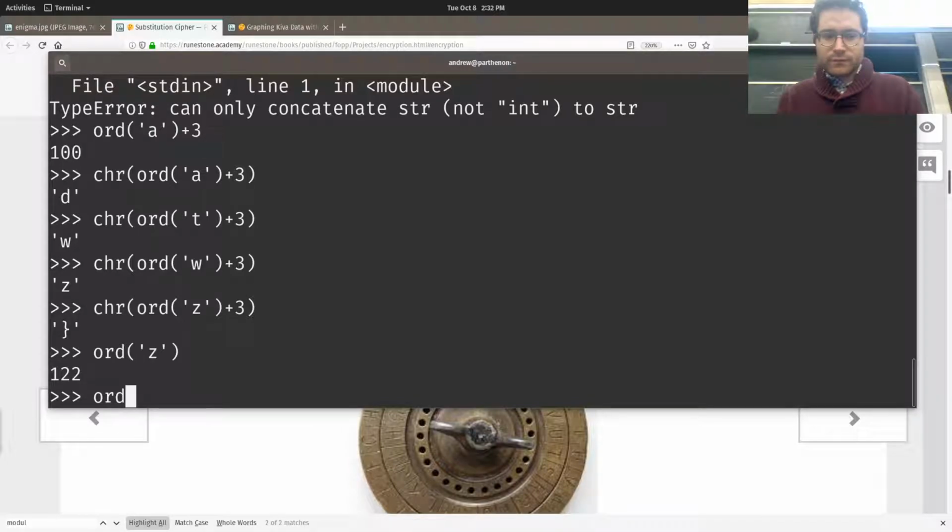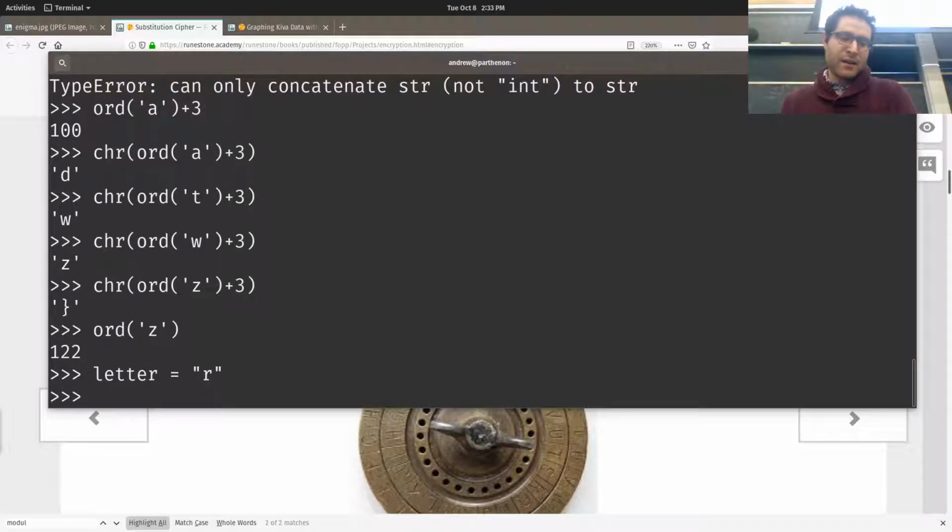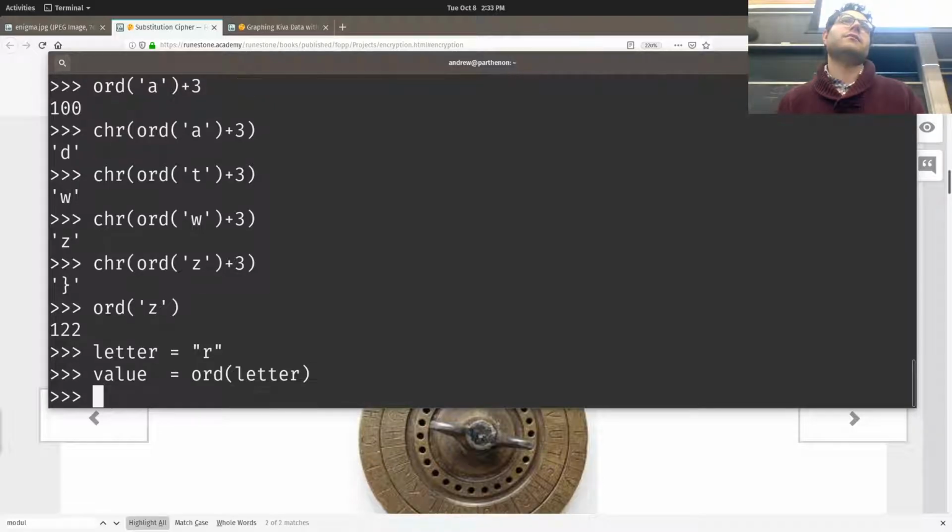So what we can do is, given some kind of letter, let's say our letter is equal to r, okay? The way we can convert that letter is, first off, we'll get the value of it, which is equal to ord of the letter, right? Get the value of the letter.